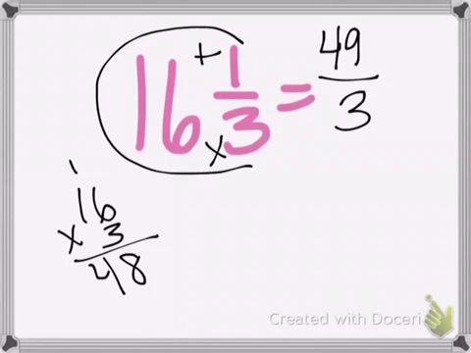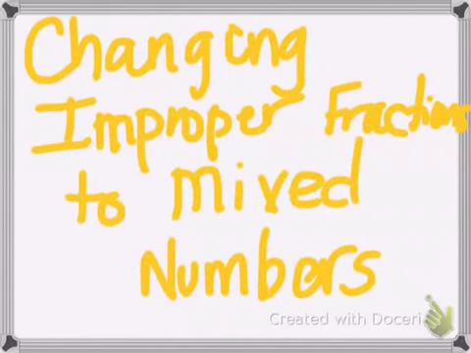A proper fraction is when your numerator is smaller than your denominator, because proper fractions are always less than 1. Improper fractions will be greater than 1. So just remember, with improper fractions your numerator is greater than your denominator.